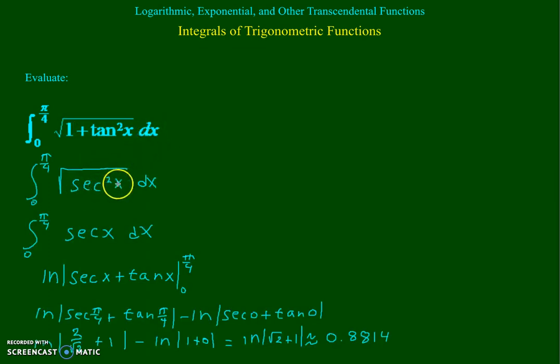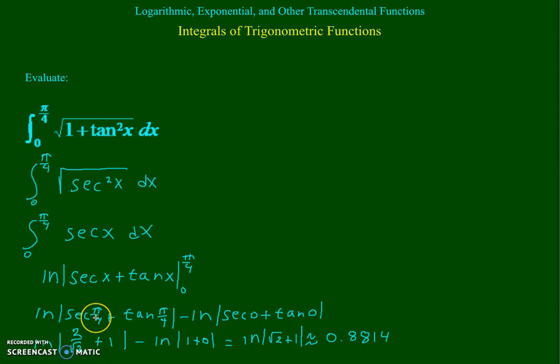So secant squared x is the equivalent of 1 plus tan squared x by the Pythagorean identity. And the integral from 0 to pi over 4 of the square root of secant squared x, the square root of anything squared, is itself. So the integral comes down to this piece. And we know from the table at the beginning of this video that the integral of secant x is the natural log of secant x plus tan x. And since this is a definite integral, we're evaluating from 0 to pi over 4. And this becomes the natural log of secant of pi over 4 plus tangent of pi over 4, minus the natural log of secant of 0 plus tangent of 0.